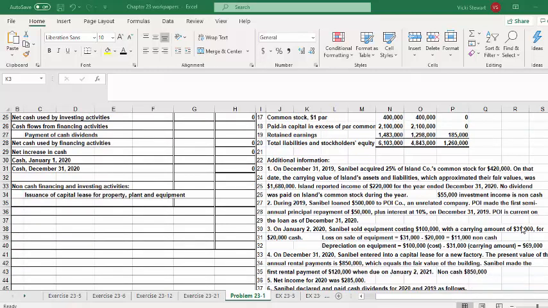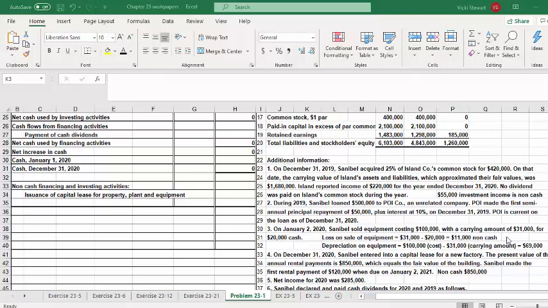Number 3 states that on January 2nd, Sanibel sold equipment costing $100,000 with a carrying amount of $31,000 for $20,000 cash. So the first thing we note is that there was a loss on the sale of this equipment because the carrying amount was $31,000 and we only received $20,000, so that means there is an $11,000 non-cash loss that would have reduced net income, so that will have to be added back in the operating activities section.